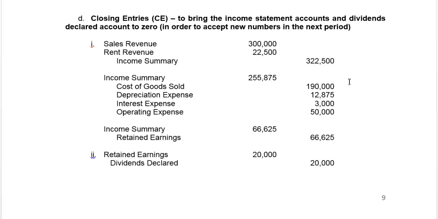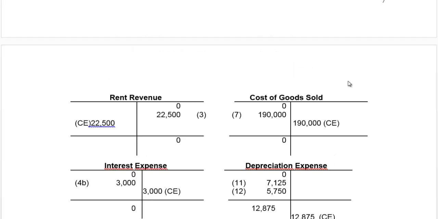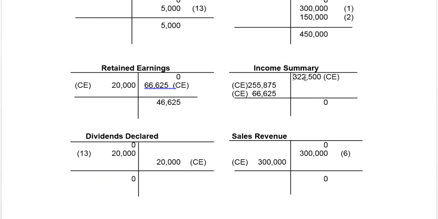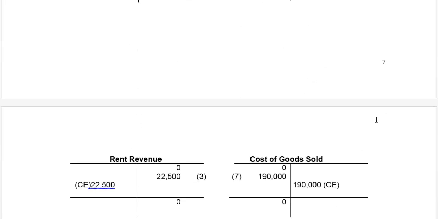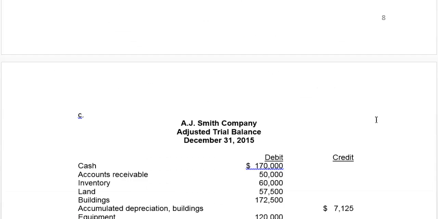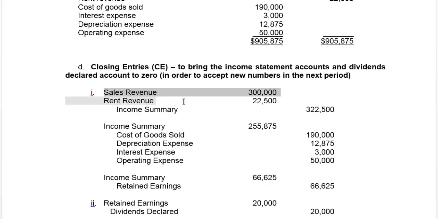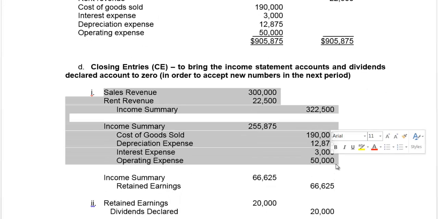Now if I go back, notice that we set up a T account here for the income summary, way back up here. And we said we credited the income summary when we closed out our revenues, and we debited the income summary when we closed out our expenses. So we can see that here. If we go down here, right here, these we see in the income summary account.